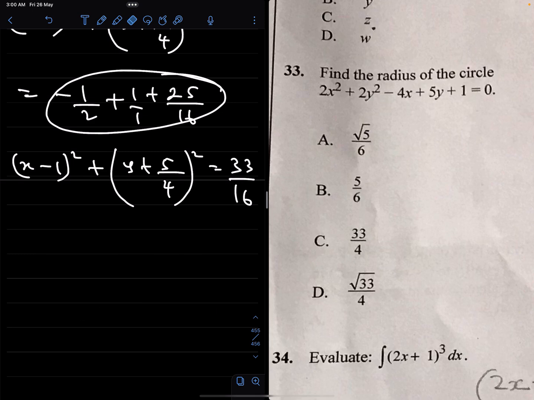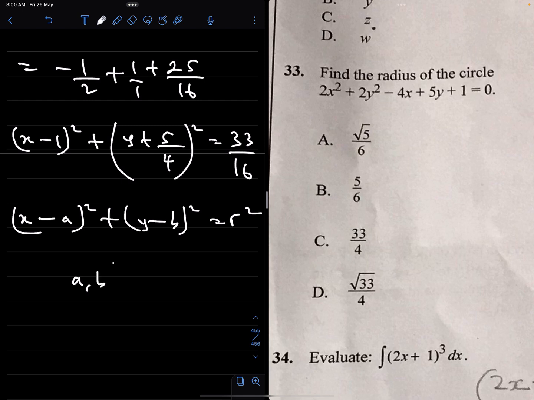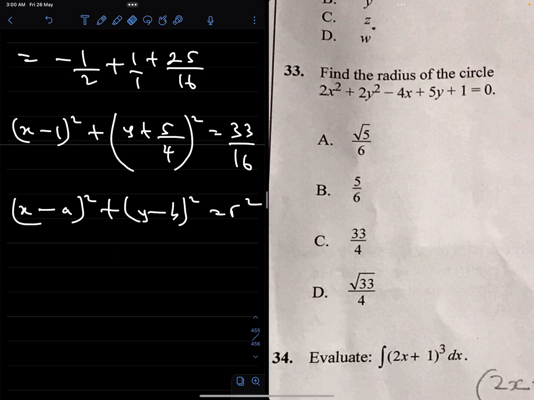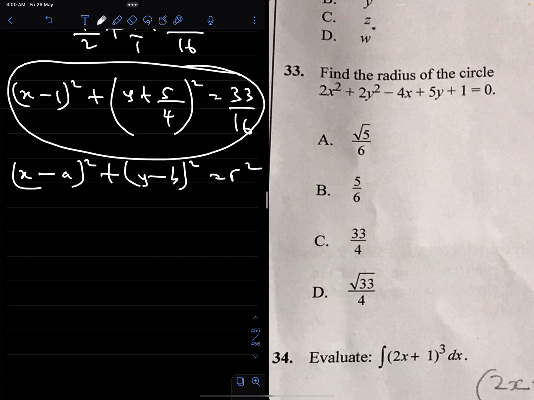And how do we now, what's the radius? We know that the general form of the equation of a circle is the same as (x minus a) squared plus (y minus b) squared equals r squared, where (a, b) represents the center of a circle and r is the radius, and that r is what we are finding. So I want to write the equation of the circle in the general form.